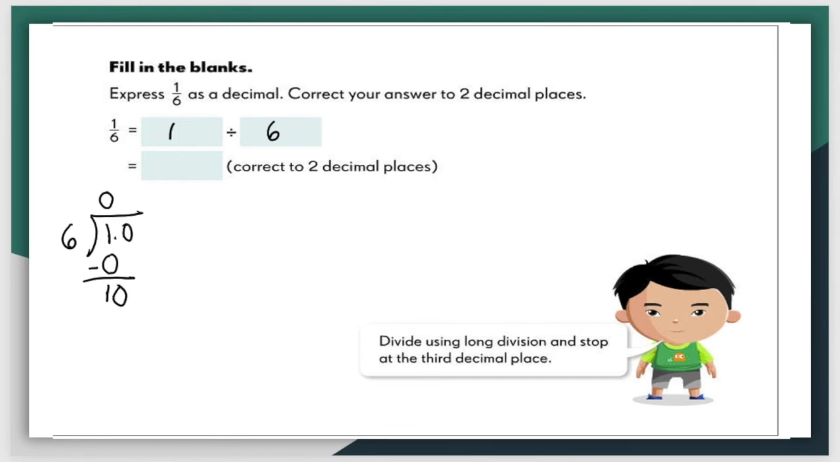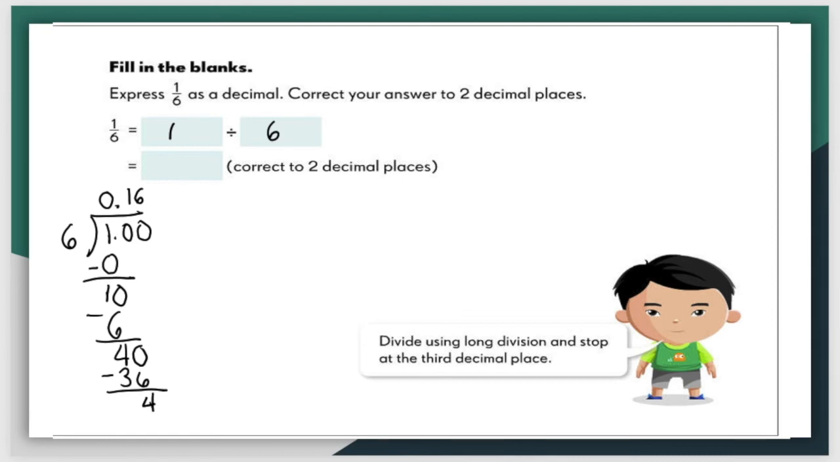10 divided by 6 is 1. 1 times 6 is 6. 10 minus 6 is 4. Let's add one more 0 here to rename our remainder. 40 divided by 6 is 6. 6 times 6 is 36. Do you see a pattern now? We have a constant remainder of 4.